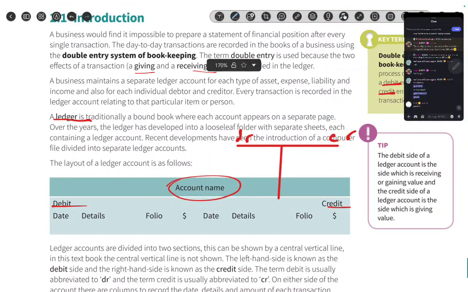Now, a ledger in the old times would be a book, but now it's just computer. Everything is in the computer. This is our introduction of a computer file divided into separate ledger accounts.